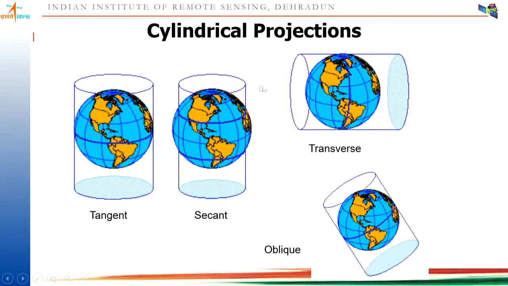Here also we can have one or two standard parallels or a standard meridian, whatever you like, that we can put. So just shrink it, place that small cylinder, and it will be a secant case. So secant case, transverse case, and the oblique case with the transverse horizontal.